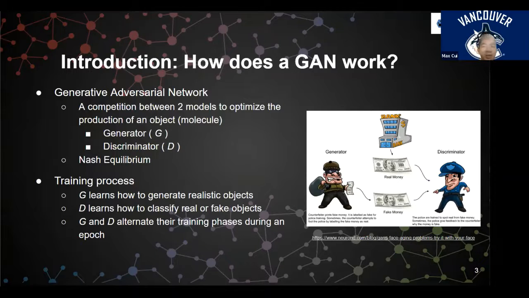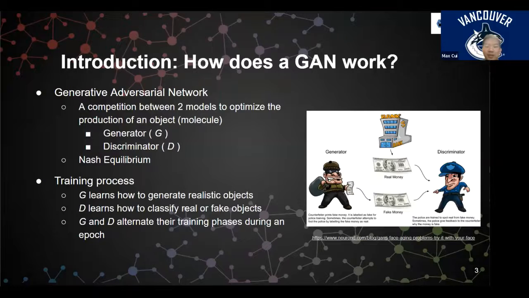Okay, so GANs are short for Generative Adversarial Networks, and they are a machine learning algorithm where two networks compete against each other to facilitate the production of an object. So for example, image generation. The two components of a GAN are a generator and a discriminator.